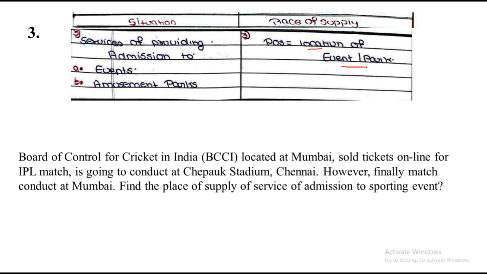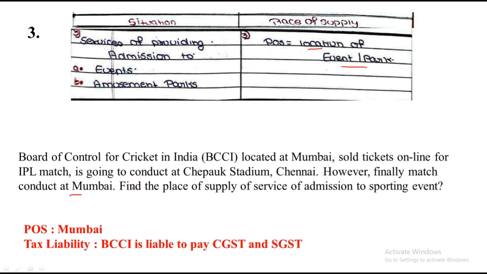Board of Control of Cricket in India, that's BCCI, located at Mumbai, sold tickets online for IPL matches, which were going to be conducted at Chepauk Stadium, Chennai. However, finally the match was conducted at Mumbai. The location of the event is Mumbai. Find the place of supply of admission to a sporting event. So here, since the match is taking place in Mumbai, your place of supply will be Mumbai, and the tax applicable will be CGST and SGST. This is based on providing admission to events and amusement parks.